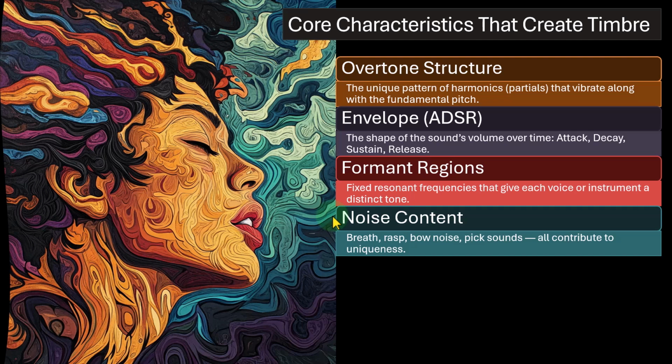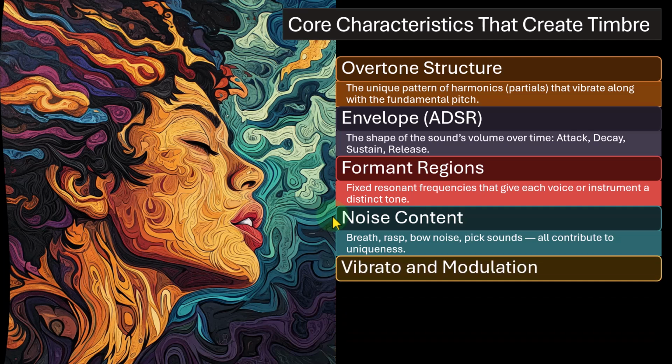Noise content: breath, rasp, bow noise, and pick sounds all contribute to uniqueness. So when we're singing, the way our breath comes out is going to be a component. The bow noise, so clearly when you're looking at different instruments, that's part of why they're different in an orchestra, because now you have all these different colors that you can put together, because of the way the instrument was created or how it's being attacked or approached, by picking, by wind, by a bow, and so on and so forth.